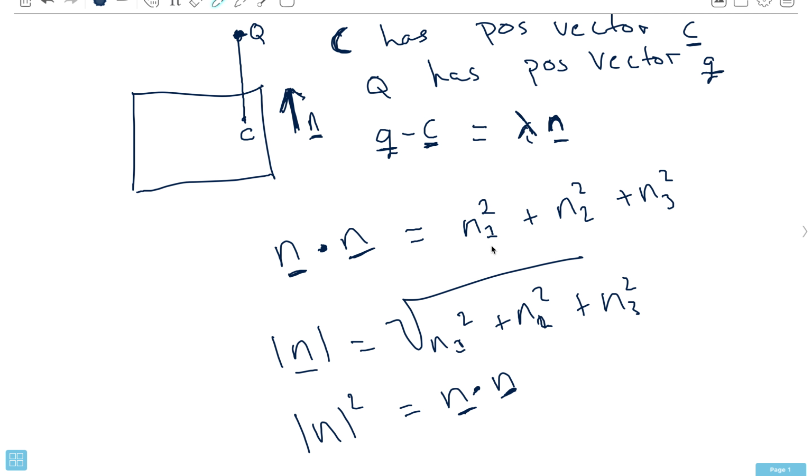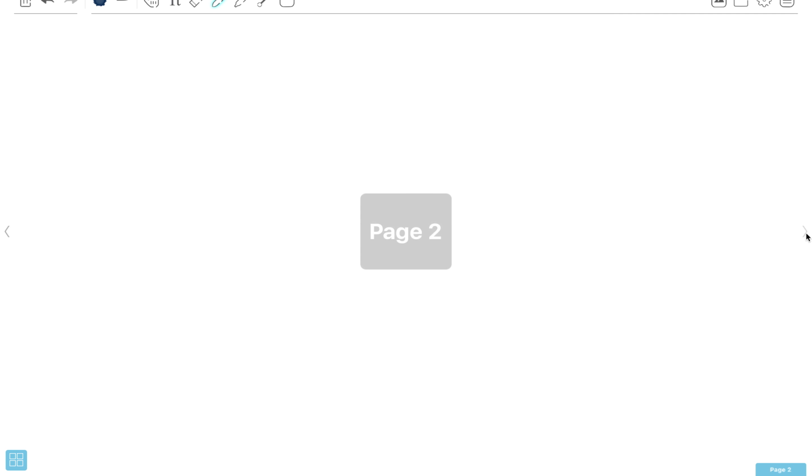Yeah, so if I square both sides, then I have this. If you don't know how this equals that, or that equals that, then you're going to have to check a previous video or just Google it. So, okay, this is what we need: Q minus C is equal to lambda n. I'm going to go to a different page for this.